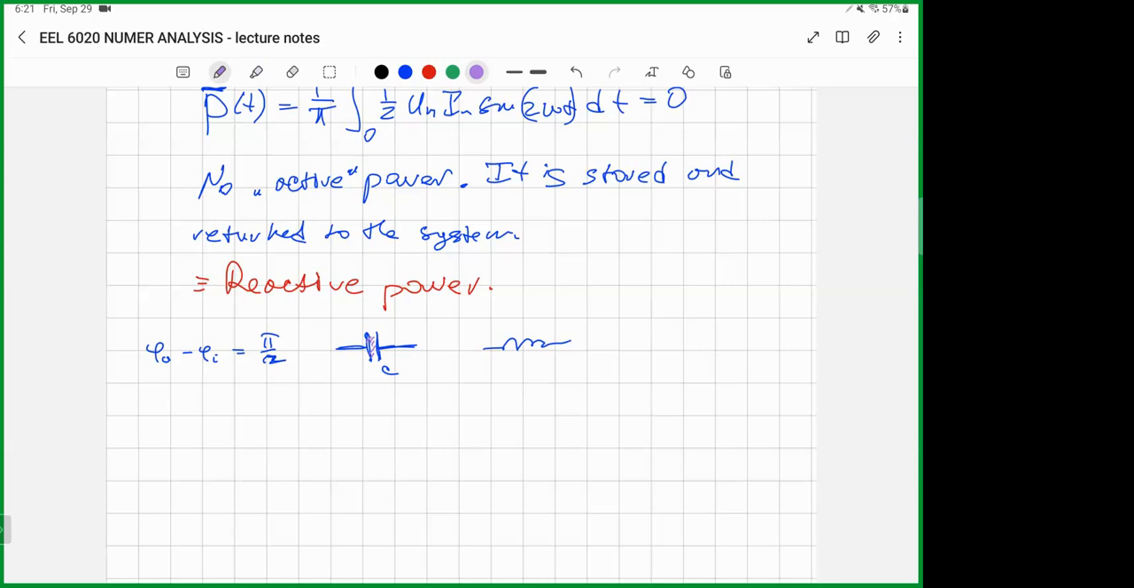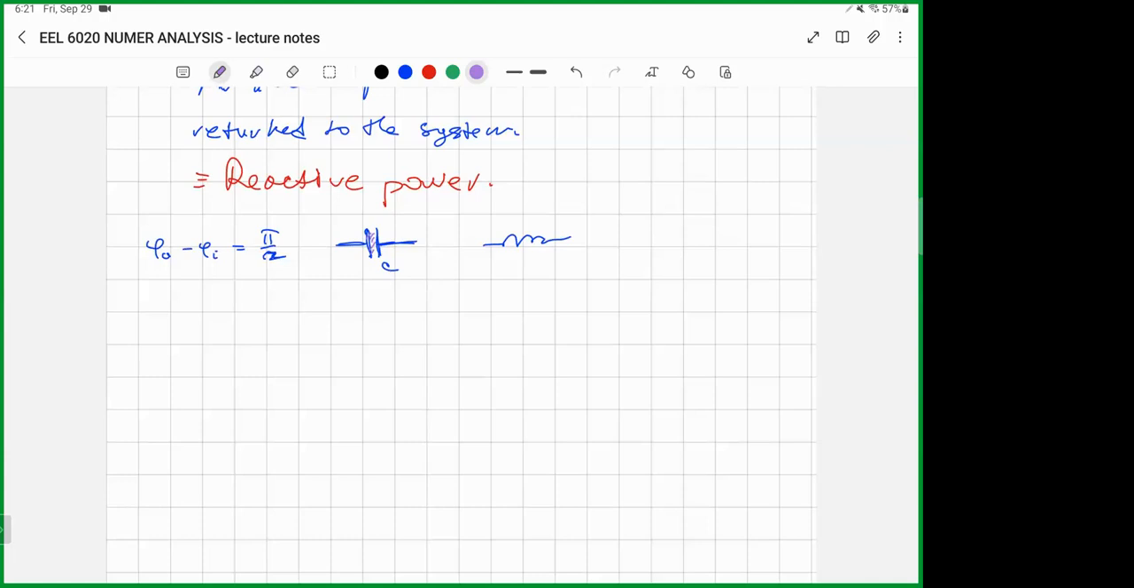Another example, by the way, is something like a bad antenna, like an antenna that is not matched to a coax cable, for example. It just stores the energy within the antenna and radiates just a little power. And the power of this badly matched antenna is mostly reactive. It's another example of reactive power.